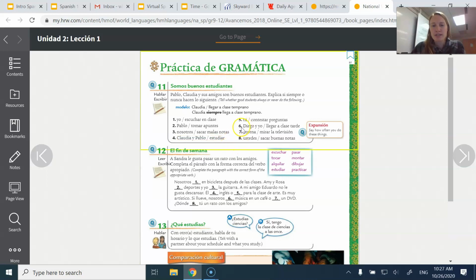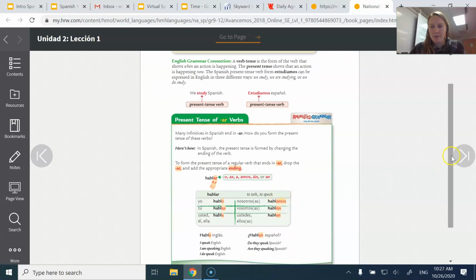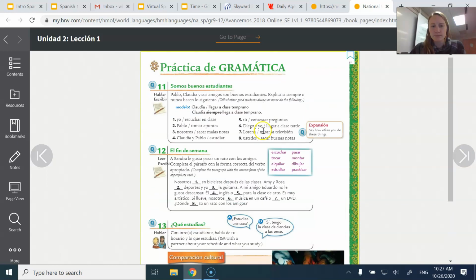Let's do one more. Let's do Diego y yo. Remember, this is someone else and I. So that's also going to be nosotros, right? Because that's we, someone and I. So Diego y yo siempre llegamos. Remember, we're dropping the AR here and adding the amos. Siempre llegamos a la clase tarde. Or you could say, if you want to be a better student, Diego y yo nunca llegamos a clase tarde. Muy bien.